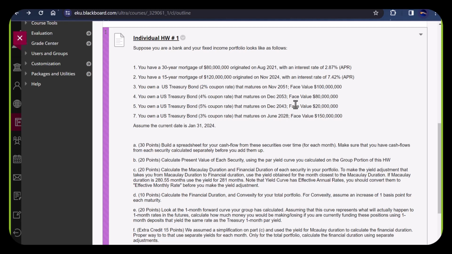You have a portfolio, okay? You have two mortgages on your books with different origination dates and different maturities. The first one is a 30-year mortgage that you originated about 2.5 years ago. The other one is a 15-year mortgage you originated about 3 months ago. You also own some treasury bonds of different maturities, different face values.